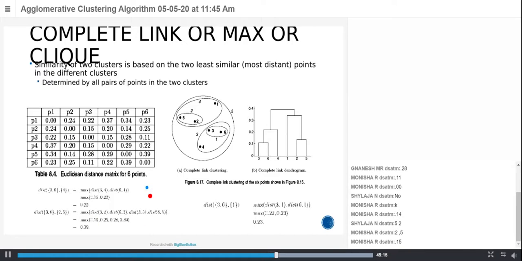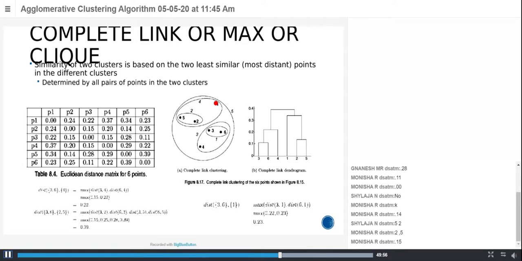What is the distance between 3 and 5? 3 and 5, 0.28. What is the distance between 6 and 2? 6 and 2, 0.25. What is the distance between 6 and 5? 6 and 5, that is 0.39. And which is the farthest point among all these values? 0.39 is the farthest point, so the distance between these two is 0.39.